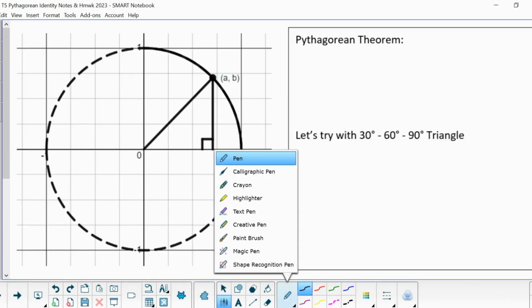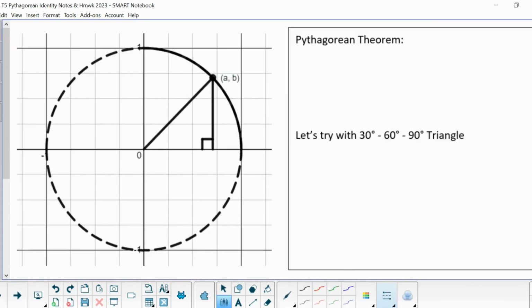Hello, everyone. Today we're going to be learning Target 5, which is the Pythagorean identity. So we're going to be talking about the Pythagorean identity with trigonometry.